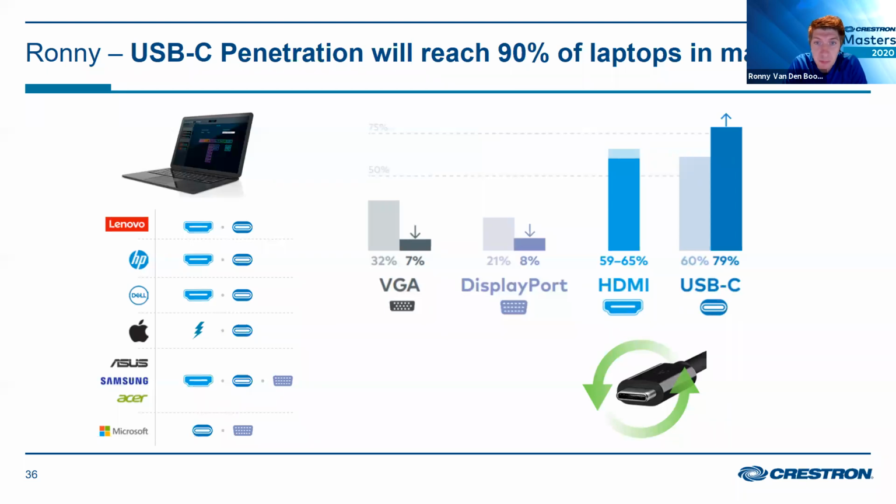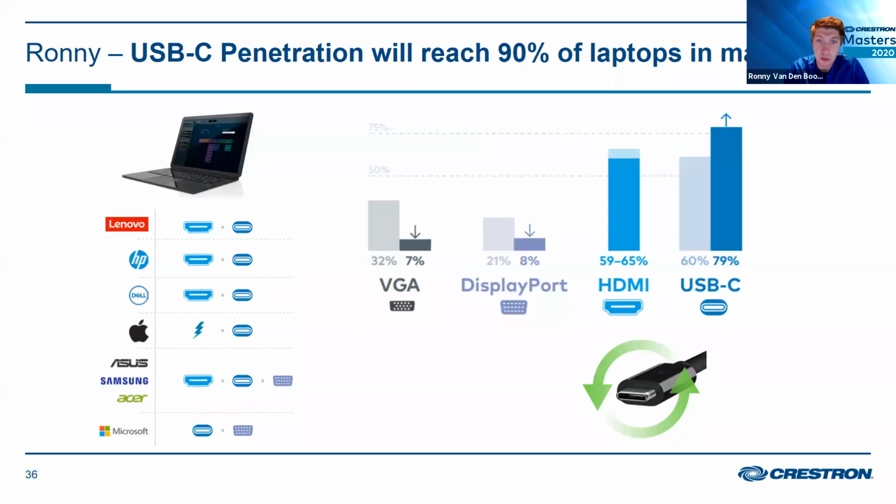We see that DisplayPort is also going away. But the most interesting piece of this report is that USB-C is taking over. So USB-C is the primary laptop connectivity that manufacturers are using. You have different reasons for that.